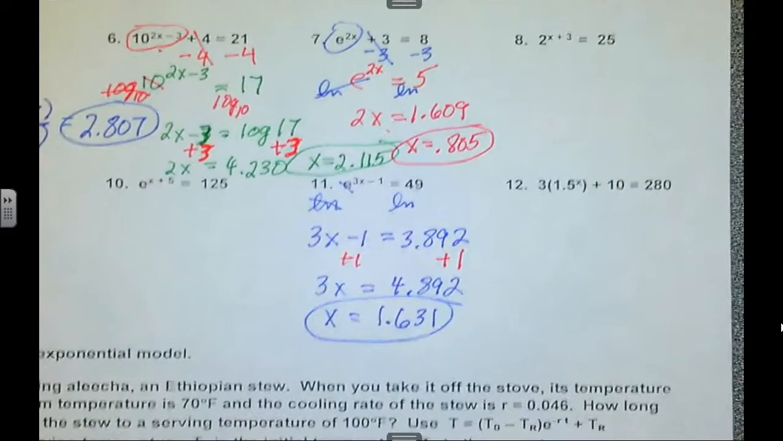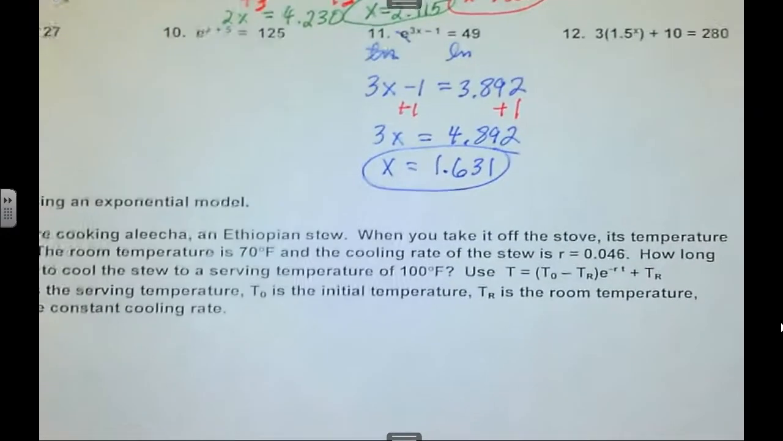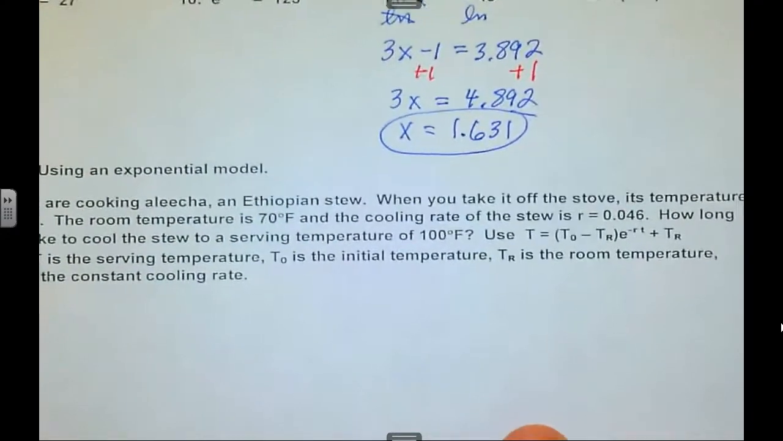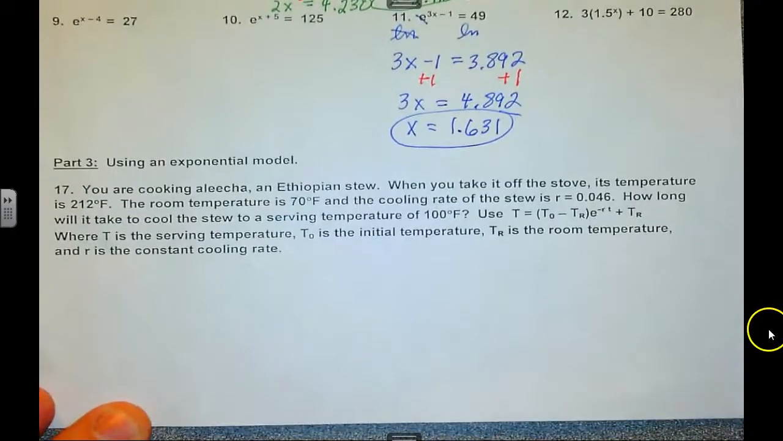You guys are going to have to do word problems. Yeah. Sorry. It's not my fault.